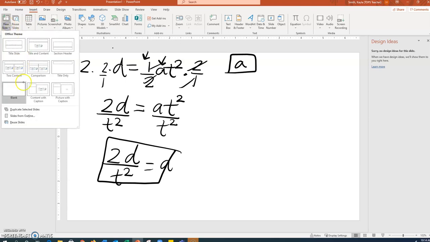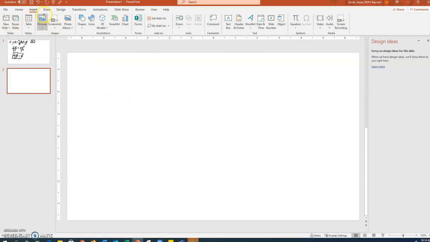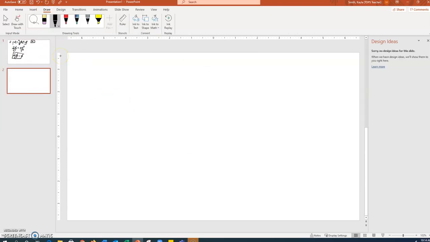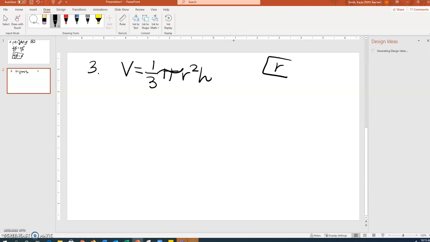Let's do a new slide here. Okay, so I think the next one was number 3, which said the volume of a cone, V, equals 1/3 pi r squared times h. So this is 1/3 times pi times r squared times h. So this is all multiplication. Okay, so it's asking us to find r.